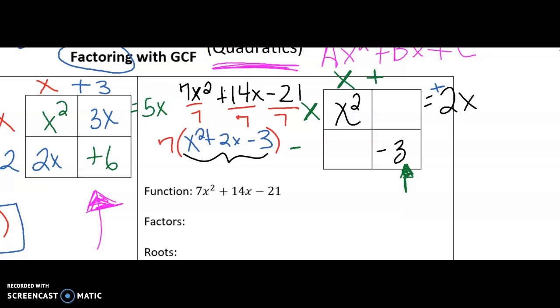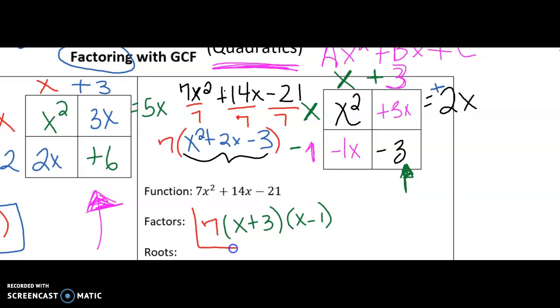So I'm going to think of the numbers that multiply to 3. There's only 3 and 1. And I want the 3 to be bigger because it's positive, because I want my final answer to be positive, and it works out. So we have x plus 3 and x minus 1. Those are our factors of the trinomial. And then we can't forget to carry our GCF of 7. So that's how it factors.